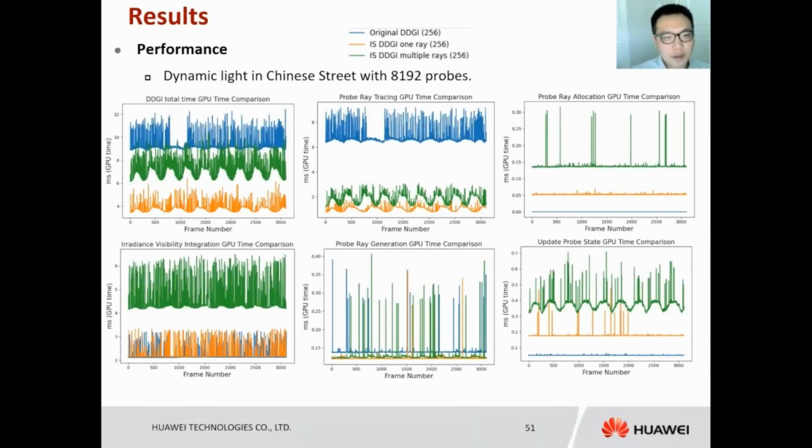We observed similar results in the Chinese street with 8K probes, where our approach outperformed the original approach in terms of the total DDGI time, due to the fact that we are able to provide these significant savings in the probe ray tracing stage. And we introduced a small amount of overhead in the reallocation, and also bounded overheads in the rest of the stages.